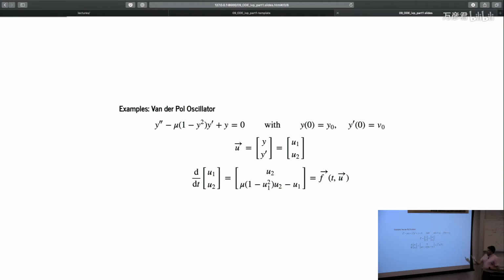We have to have two initial conditions: y of 0, the initial position of the oscillator, as well as its initial velocity, that's the y prime part. And we can write this as a system of equations like this. I let y and y prime be u1 and u2, and then I can write the resulting system like I have here.